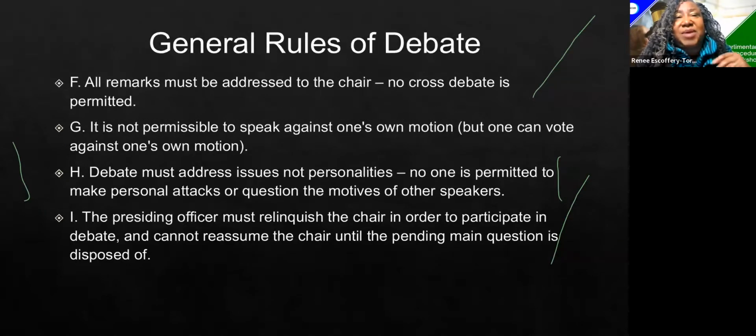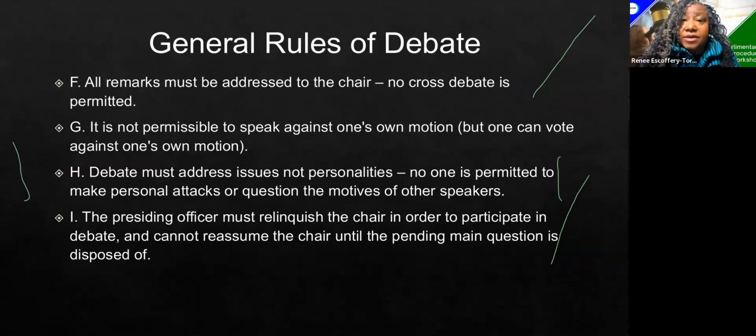All remarks have to be addressed to the chair. There's no cross debate. So a member can't argue with the giver of the report. He or she is just given the report. You don't ask them questions. You have to be recognized by the chairman. No cross debate.